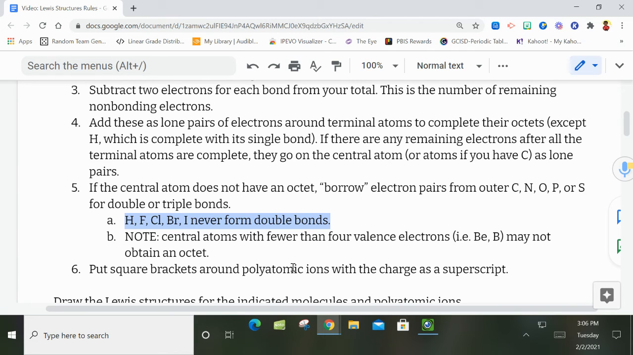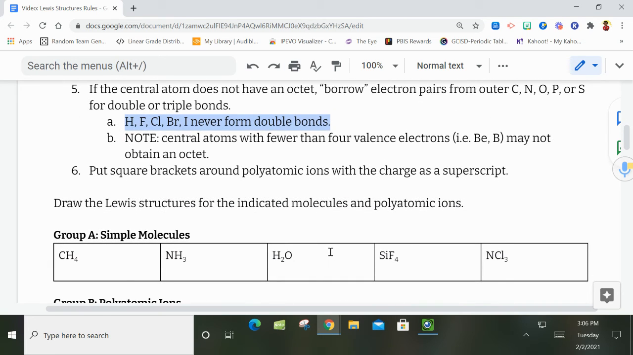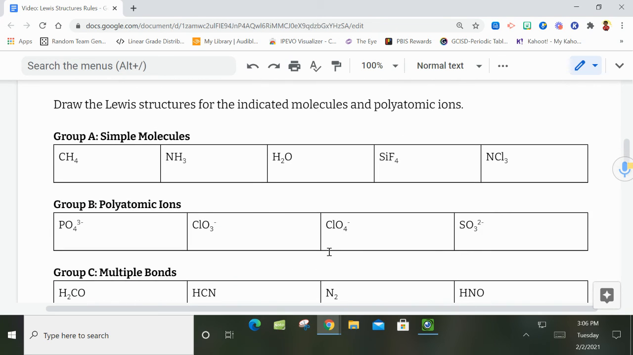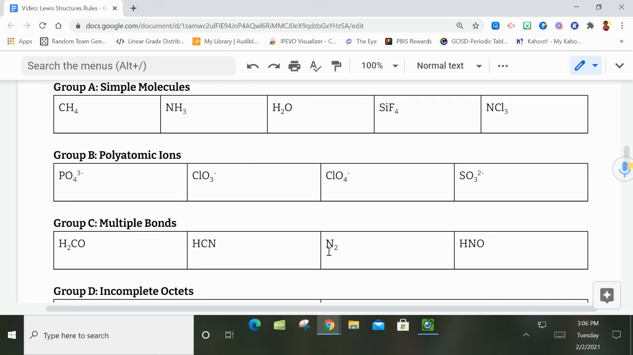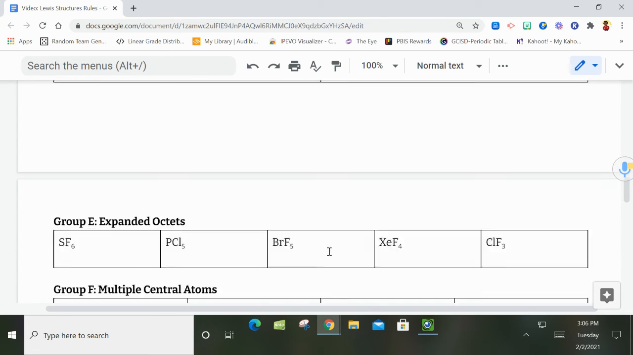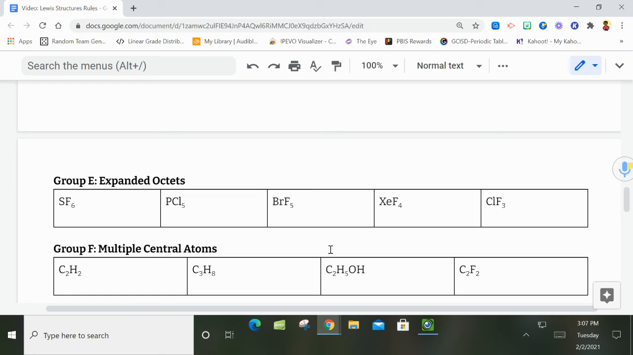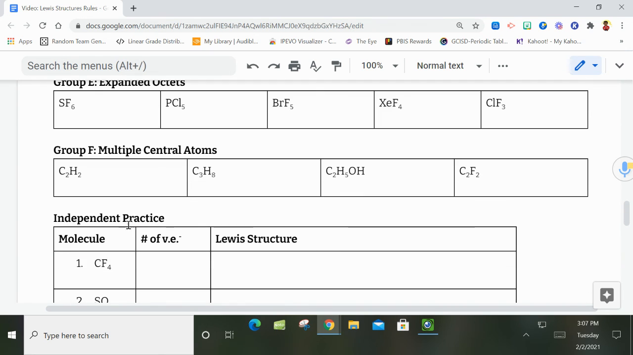And then if it's a polyatomic ion, we will put brackets around them, and we'll put the charge as a superscript. So this is a lot, but the good thing is we're going to go through all of these rules with examples. The first set of examples, and you can see this, you have group A, simple molecules. You see other groups: polyatomic ions, multiple bonds, incomplete octets, expanded octets, multiple central atoms. And then there's some independent practice.